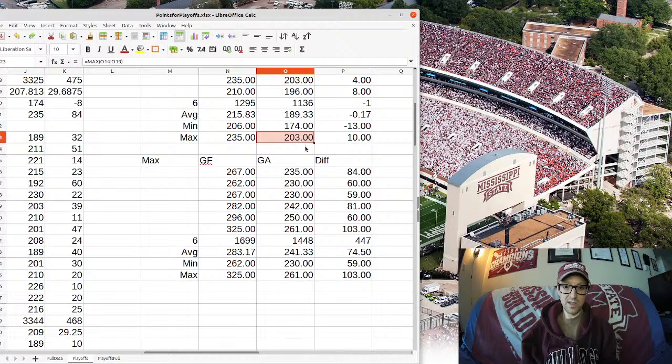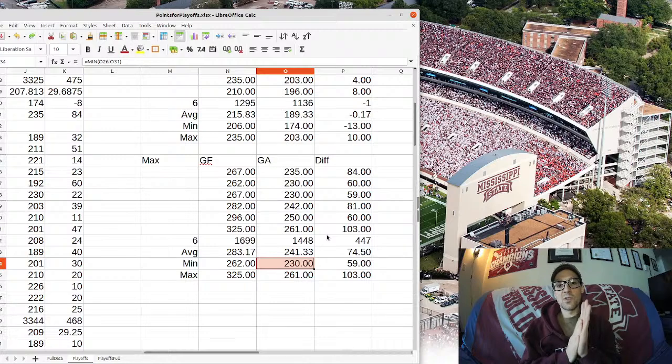So between 203 and 230 would be, is that the same? Yeah. So between, what did I say, 203 to 230 goals against is, at least from this data set, in theory, the target range you would want for goals against.